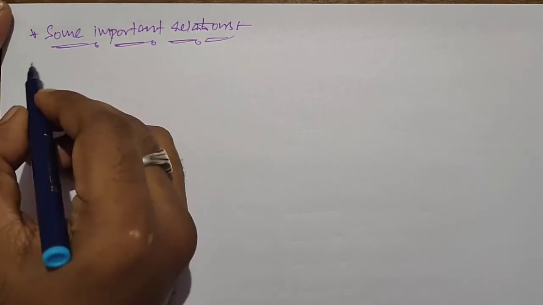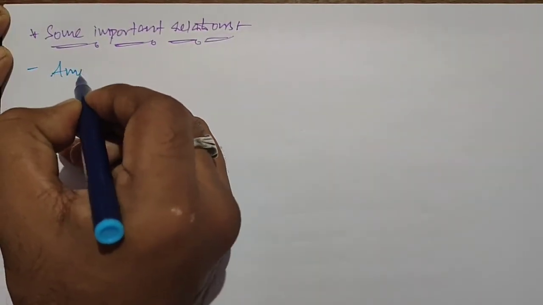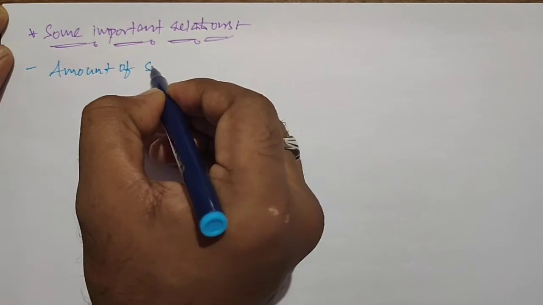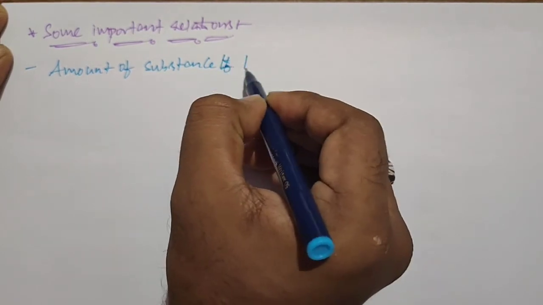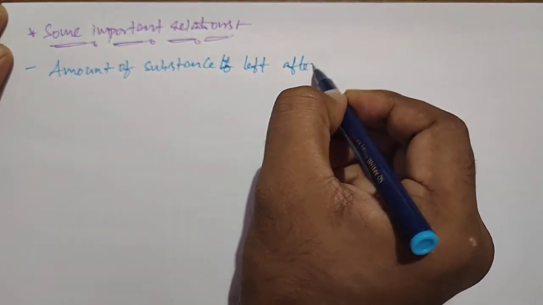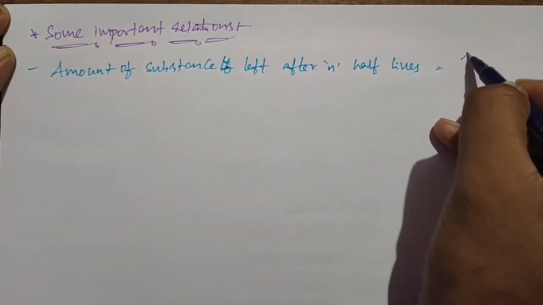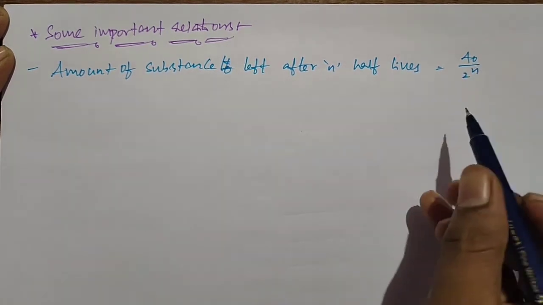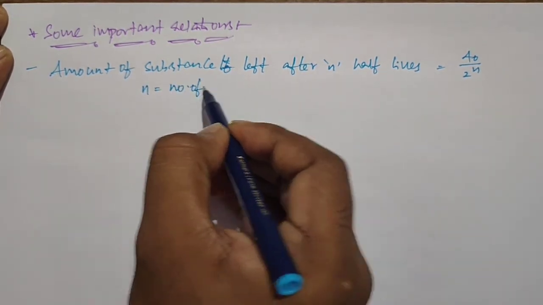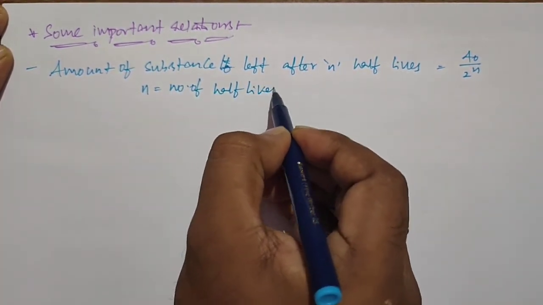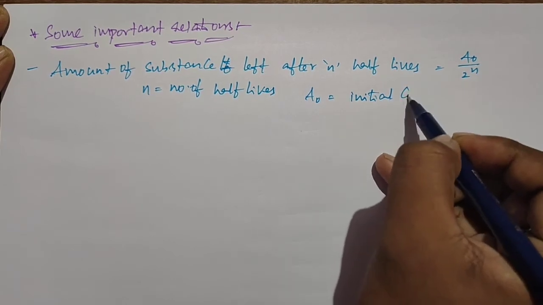So listen carefully. The first formula is the amount of substance left after n half-lives, which is equal to A naught by 2 power n. Here A naught means initial concentration, and n means number of half-lives.